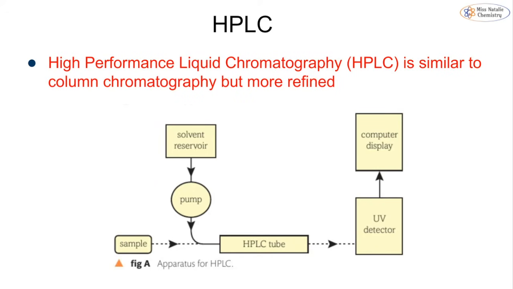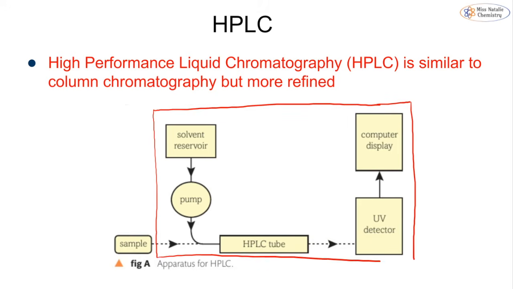So this is a new type of chromatography that we haven't met before, and it is known as HPLC, or high performance liquid chromatography. And it works very similar to column chromatography, but it's just slightly more refined. So what you'll find is that all of this section would be contained typically within one unit, and you might have the computer display either on the unit built in or connected to an actual computer.